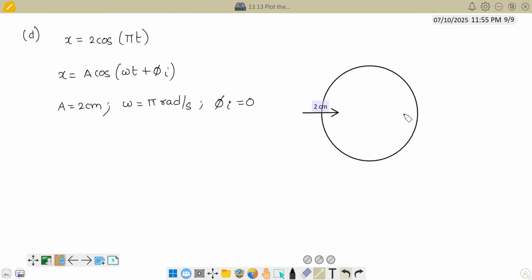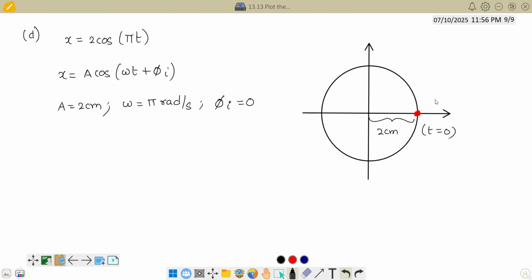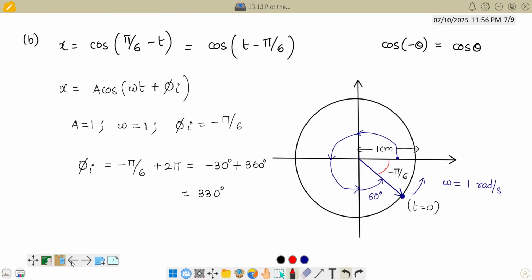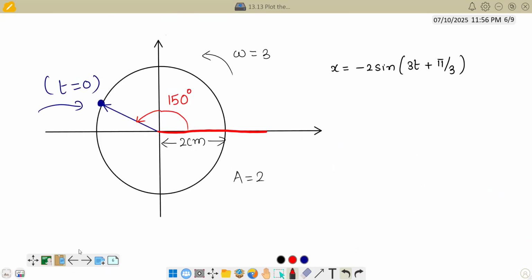So we can draw this in this way, and the particle's initial phase is 0. So the particle is here. This is the location of the particle, and this length is given as 2 centimeters. So at t equal to 0, this is the location of the particle. Next, at t equals 0, this is the location of the particle. And the last one, at t equals 0, the original one, this is the location of the particle.